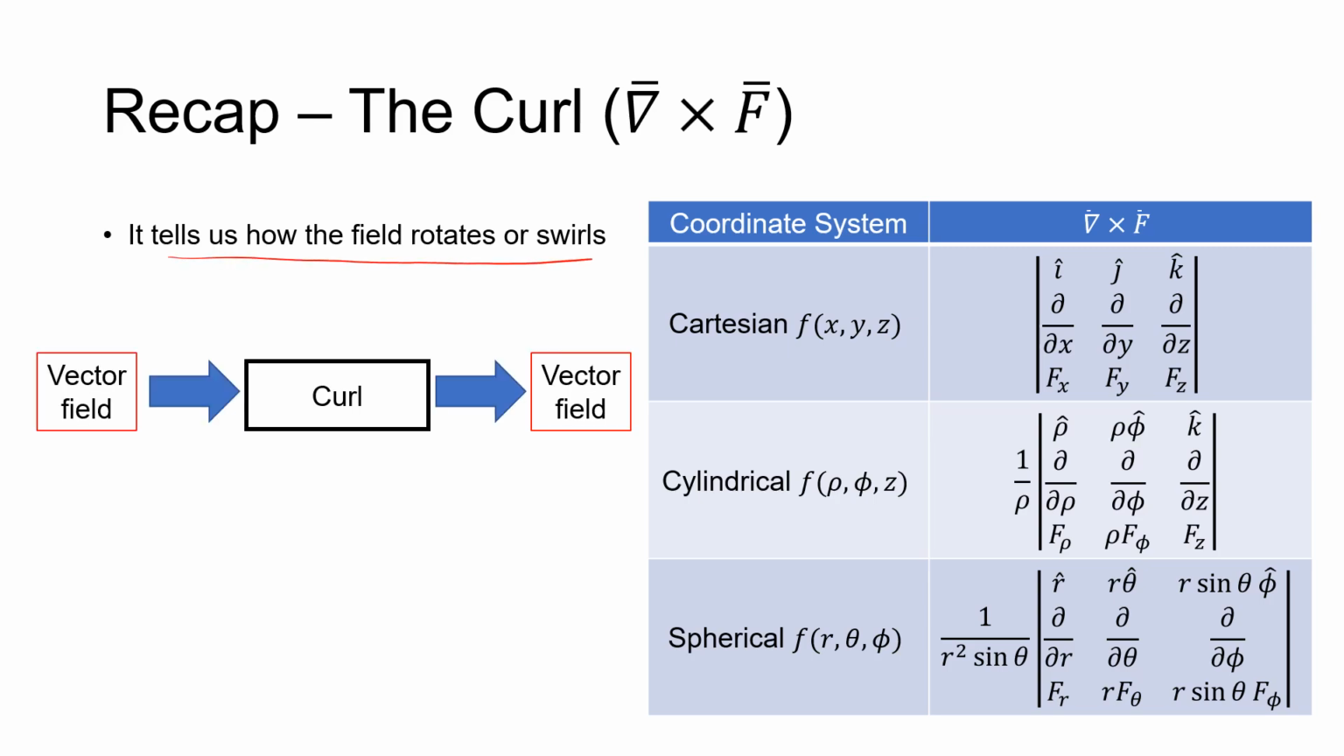If we look at the curl as a block diagram, whatever is called curl has an input of a vector field and an output of another vector field, here F, here nabla cross F. It can be calculated based on the coordinate system: Cartesian, cylindrical, and spherical.